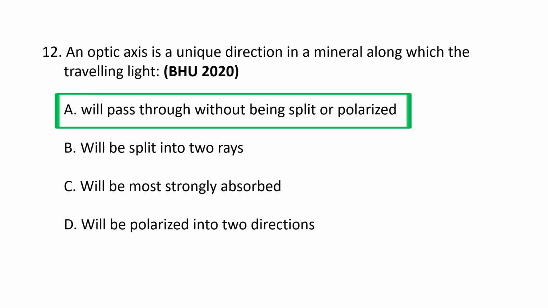An optic axis in a mineral is a direction along which the light travels without being split into two rays. It's also known as a birefringence. In other words, light traveling along the optic axis will not experience double refraction. So this unique direction is characteristic of anisotropic minerals, where the optical properties vary depending upon the direction of light propagation.